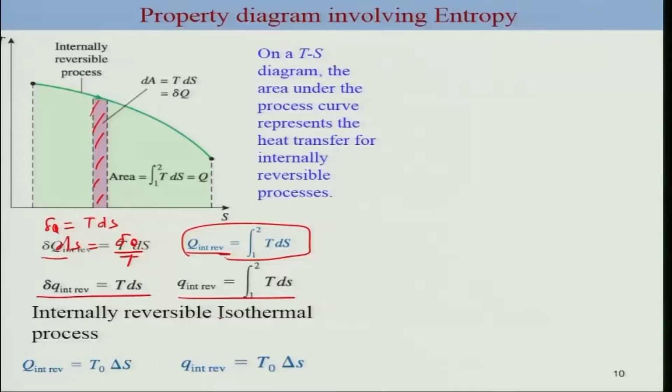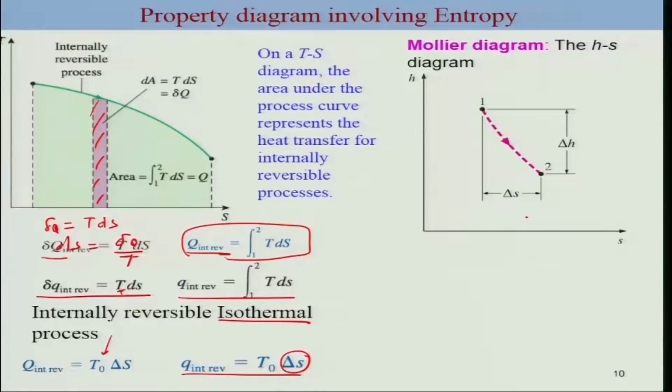For the internally reversible isothermal process, this T is going to be constant, T will become your T0, and if you integrate it, this becomes simply T0 delta S. On a unit mass basis, this can be written as simply T0 delta small s.